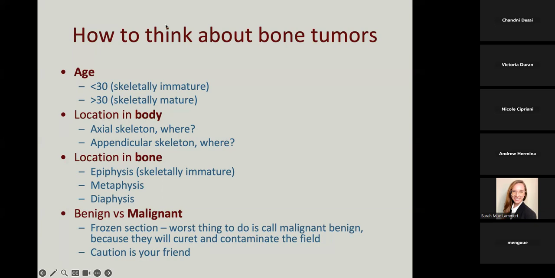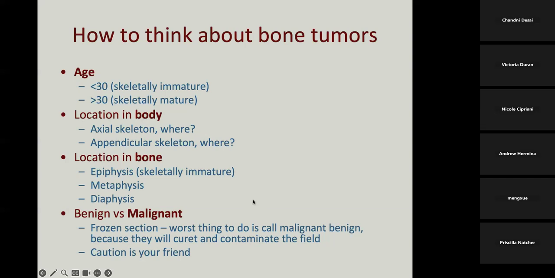One of the most important junctures is that frozen section where if we are not sure and we call something benign, they will curette and they will contaminate the field. And so if you are ever unsure, be cautious and say, I don't know, because then they will stop. Once they've curetted and contaminated, if it ends up being malignant, the patient is no longer eligible for limb sparing surgery. So just something to consider in your practices when you grow up and have to do frozens.